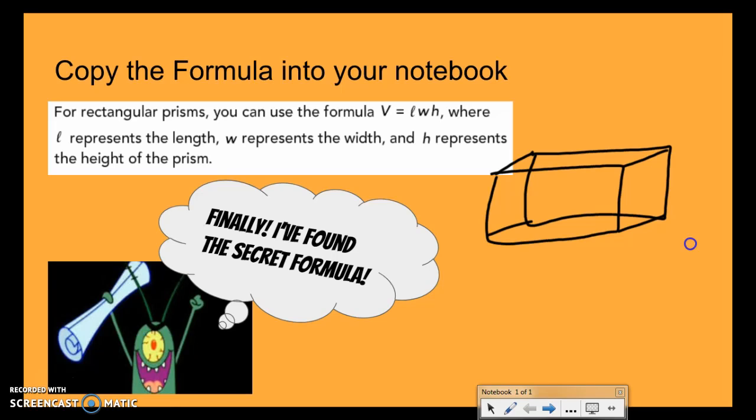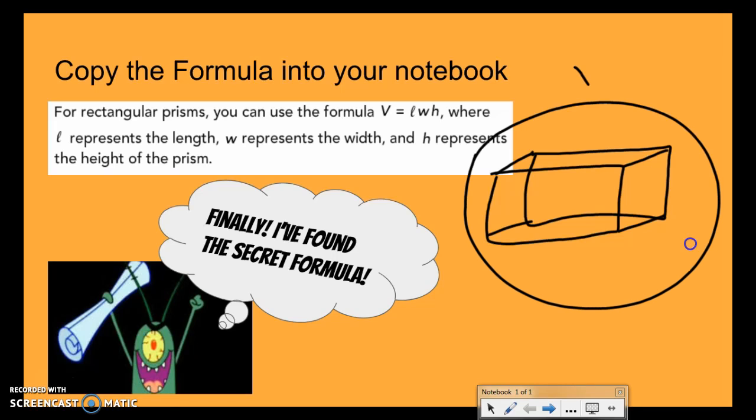Okay, so the volume is the entire shape. The entire inside, I guess you could say. The length is down your bottom. The width is how wide your base is. And the height is the distance from your base to your other base, down here and up here. Okay?